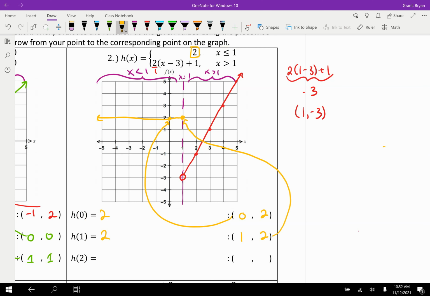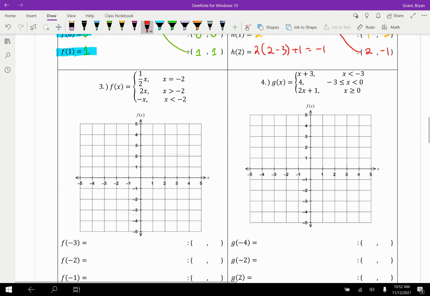Last but not least, h of 2. Well, 2 is greater than 1, so I need to use the other equation. And that says do 2 times whatever x is minus 3 plus 1. X in this case is 2. Through a bit of math, negative 1 times 2 is negative 2. Negative 2 plus 1 is negative 1. So this tells us when we input 2, we get negative 1 as an answer. And we know that we did it correctly because 2 comma negative 1 is on our line.